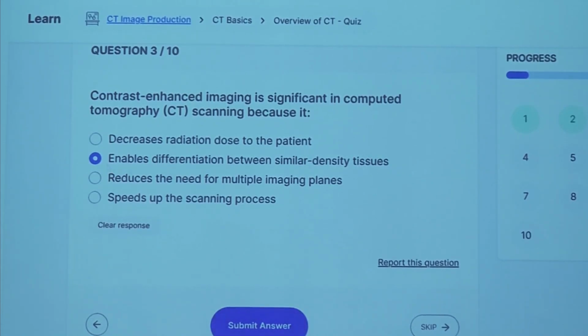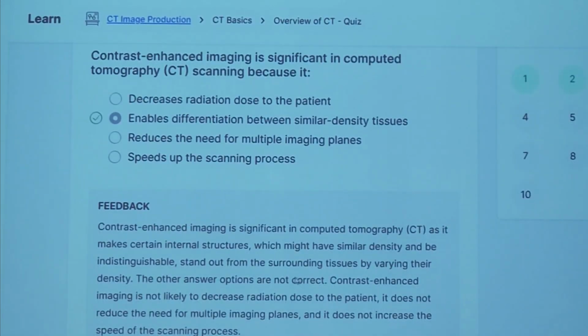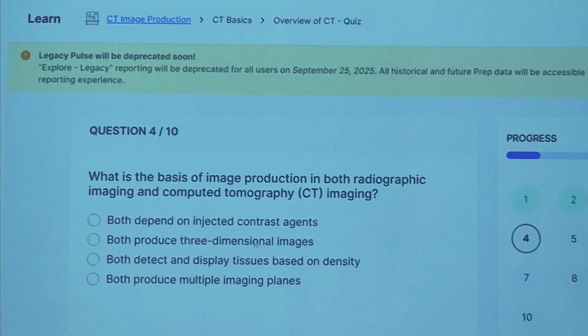Alright, we're gonna go with enables differentiation between similar density tissues because that's the only reason contrast is being introduced, when you're trying to separate tissues. Like we saw in the exam of the liver, we would not be able to see those radiolucent or contrast areas because they blended with the liver. So, perfect. Alright, next one.